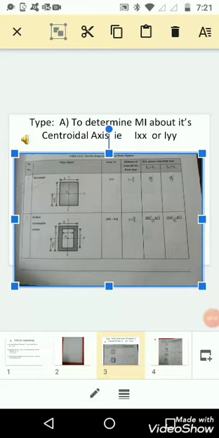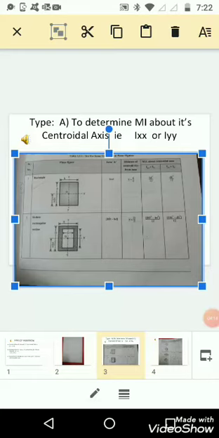Now comes the formula part. IXX, that is moment about XX, is given by BD cube by 12. Okay, here you please enlarge your screen because the letters are pretty small. If you enlarge it, it will be easily visible. So BD cube by 12 is IXX, and IYY is DB cube divided by 12. Okay, so this is the way we use this formula.